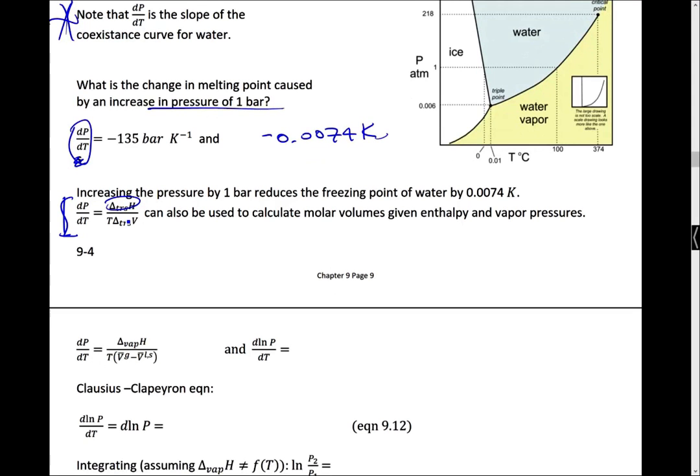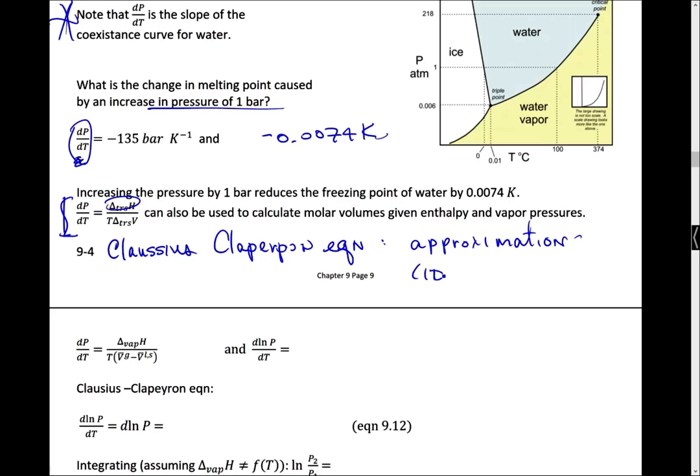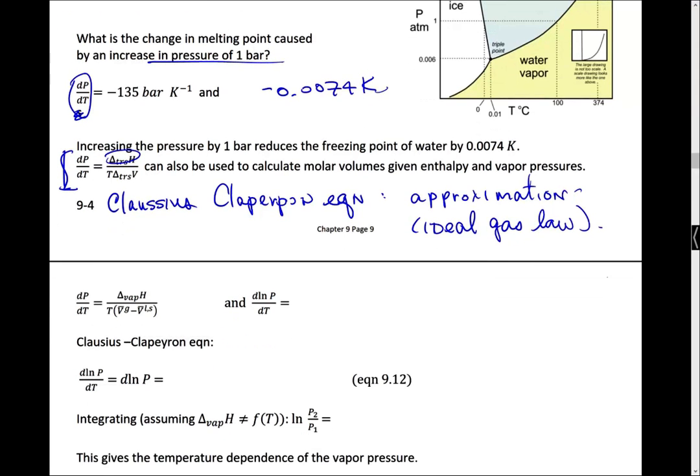In the next section, we're going to introduce the Clausius-Clapeyron equation. I'm going to start by saying that this is an approximation. How many people that have been exposed to it before know that it's an approximation? It's in part an approximation because we are going to derive it using the ideal gas law. If we deviate from the ideal gas law, it's not going to work. So the Clausius-Clapeyron equation is useful, but the Clapeyron equation is useful under all conditions. Let's start with the derivation.